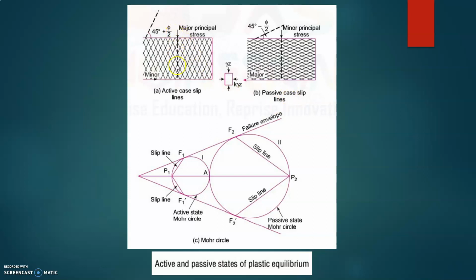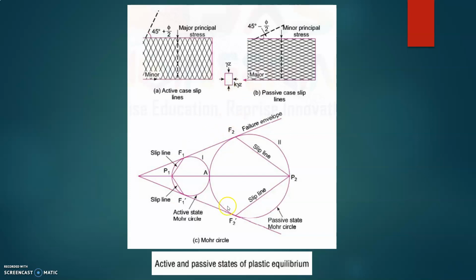In the active case, this is the major principal stress and this is the minor principal stress, and the angle is 45 plus phi by 2. In the passive case, this is the major principal stress and this is the minor principal stress, which makes an angle of 45 minus phi by 2. The stress diagram is like this. This is the vertical stress and this is the horizontal stress. The vertical stress is just gamma into z, and for the horizontal stress you have to consider the coefficient of earth pressure, so K into gamma into z.